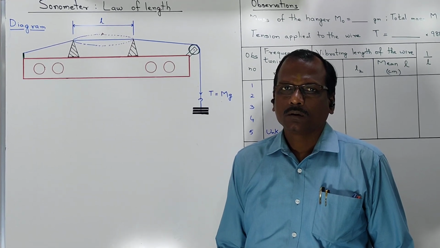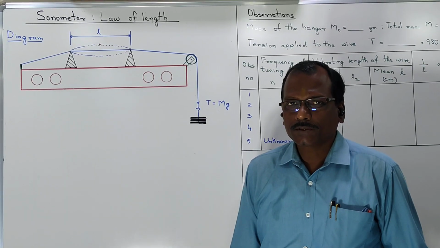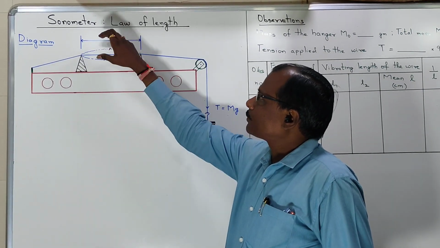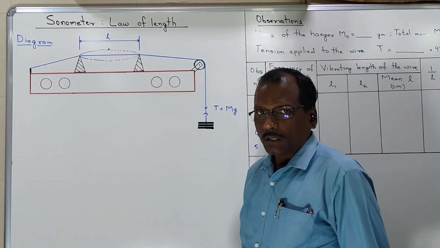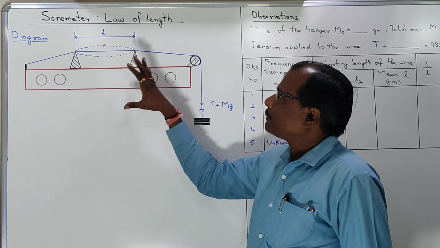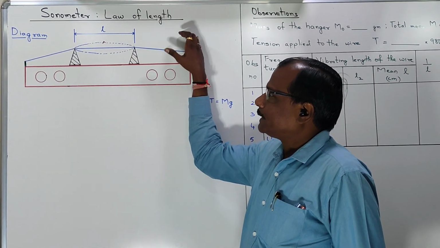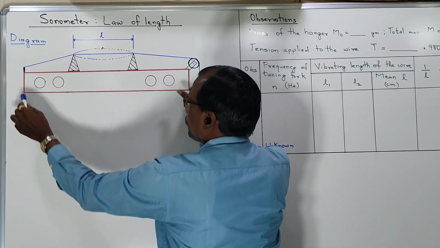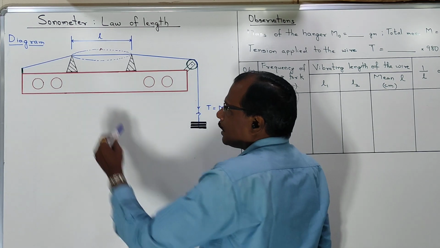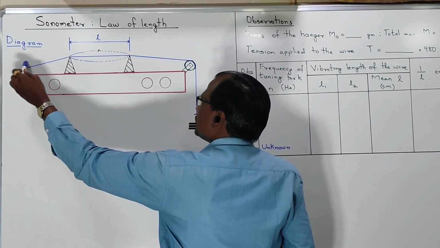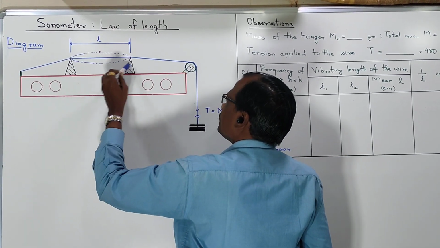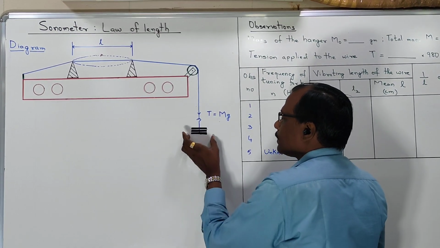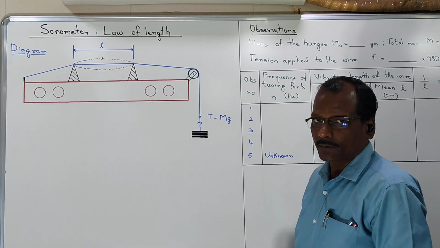Hello students, today we will be discussing the sonometer experiment, sonometer 1, which is called the law of length. What exactly sonometer 1 means, or what it means by law of length, we will see one by one. Sonometer is a wooden hollow box over which, from one fixed end, the string is passed over two knife edges, and further it is passed over a pulley which comes down to the mass attached to that string.